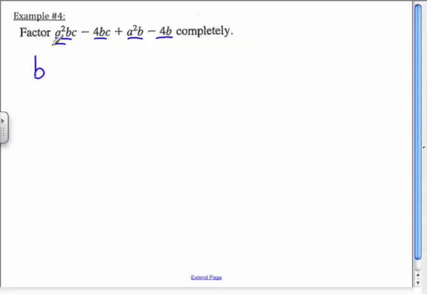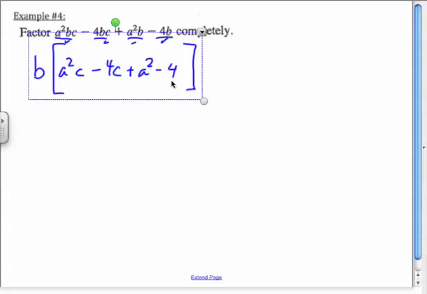Okay, so let me rewrite this now. B times A squared C minus 4C plus A squared gives me, so now I've got these three done, minus 4, and that makes that one done. Okay, so now I've got that stuff that's in the brackets. I just put it in the brackets to kind of set it off a little bit more. Now I factored out any monomial that goes into all of them. And I've got 4 terms, so I want to look at grouping.